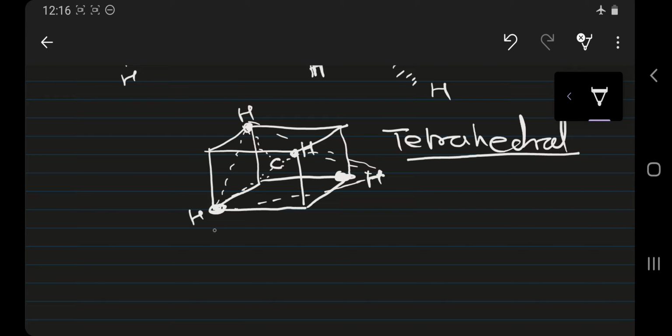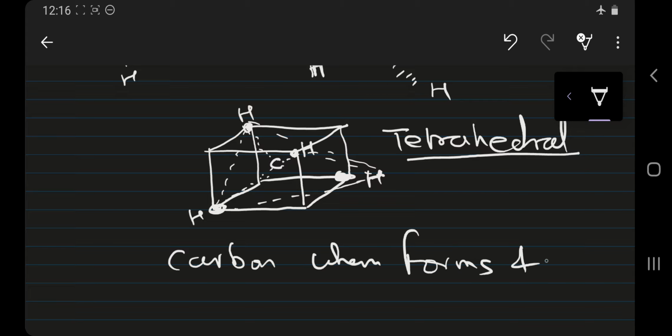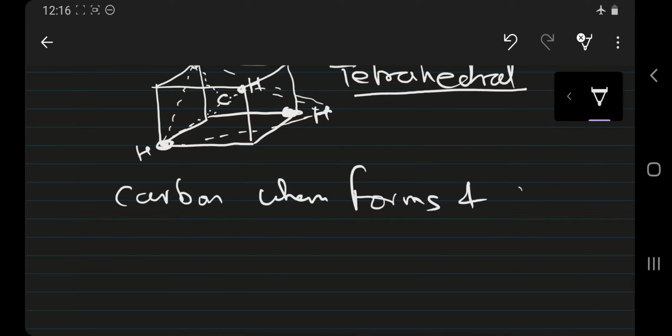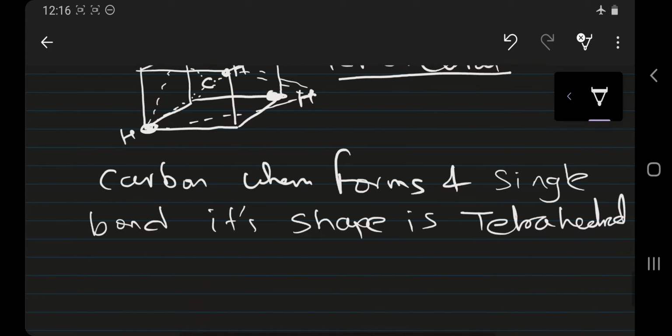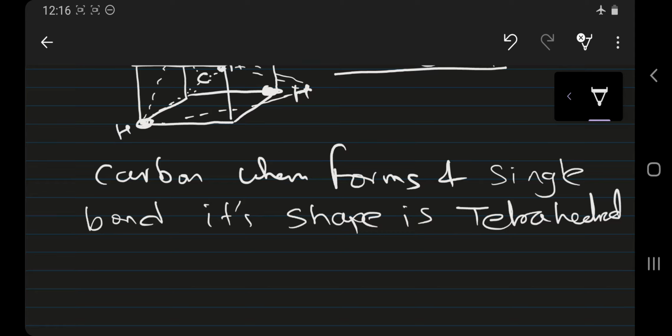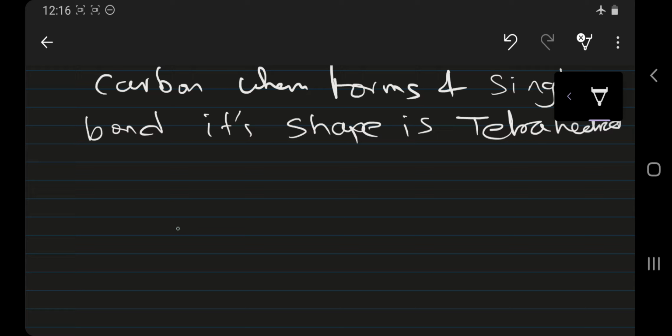Then when carbon forms 4 single bonds, its geometry or shape is tetrahedral. Now if anyone asks you what is tetrahedral shape, then you simply draw this cube.